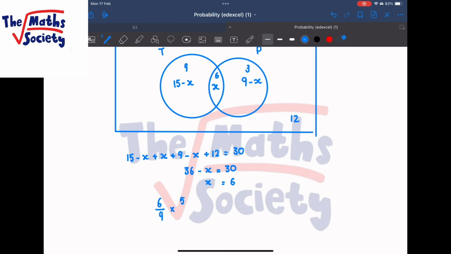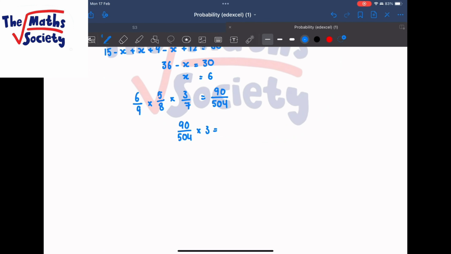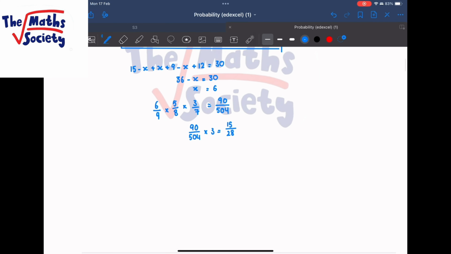And we want to know it's 3 people, so 90 by 504 multiply 3, well, it's equal to 15 by 28. And that's your answer. And then we will move to question 2.